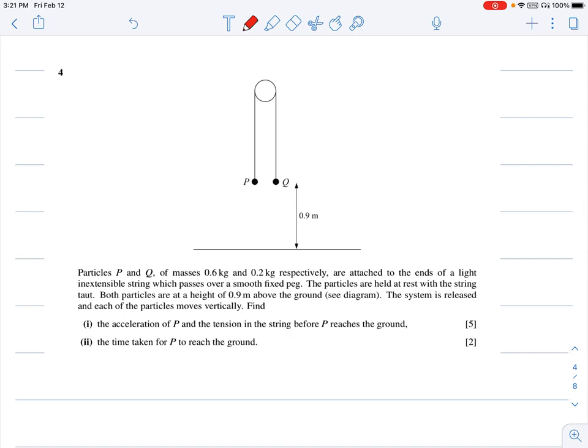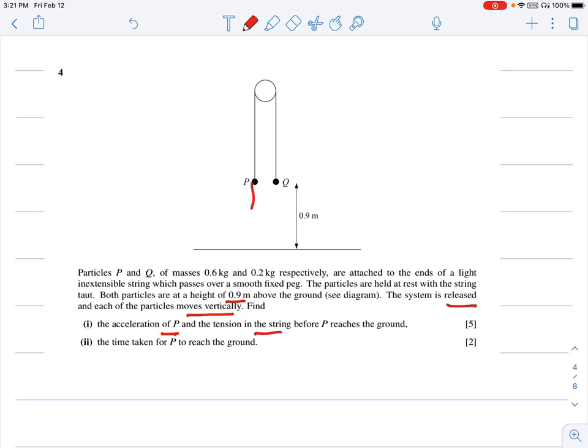Question number 4. Two particles P and Q of masses 0.6 kg and 0.2 kg respectively are attached to the ends of an inextensible string which passes over a smooth fixed peg. The particles are held at rest with the string taut. Both the particles are at a height of 0.9 meters. The system is released. The particles move vertically. Calculate the acceleration and the tension before P reaches the ground.